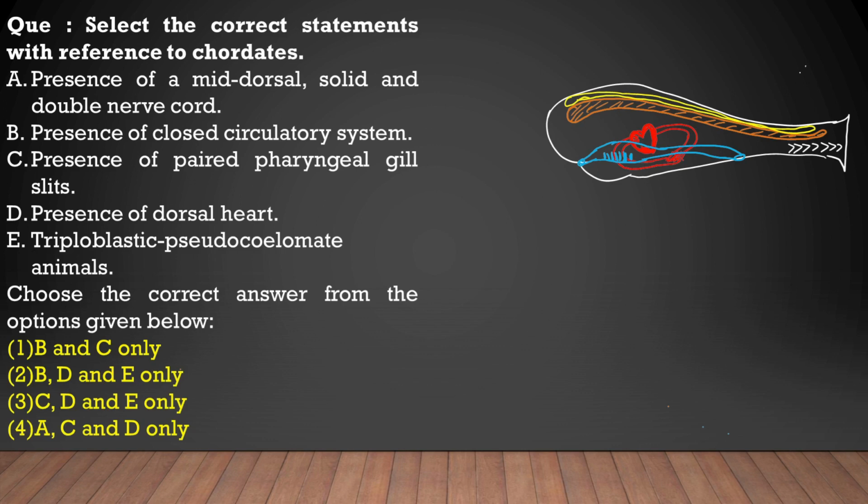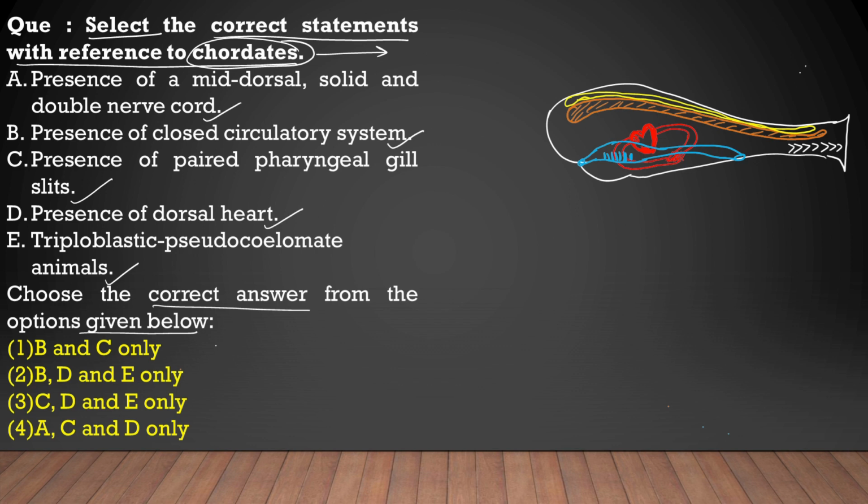Students, today's question is: select the correct statement with reference to chordates. Let us first understand what the characteristics of chordates are. Then we will see the characteristics mentioned in statements A, B, C, D, E, and then choose the correct answer from the given options. So let us first see a chordate.